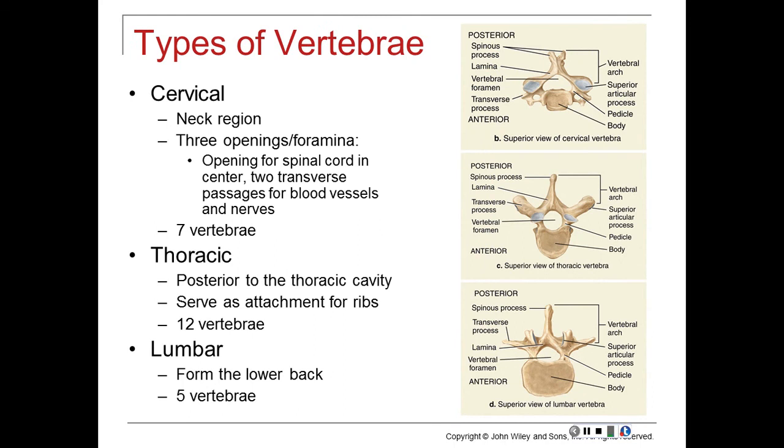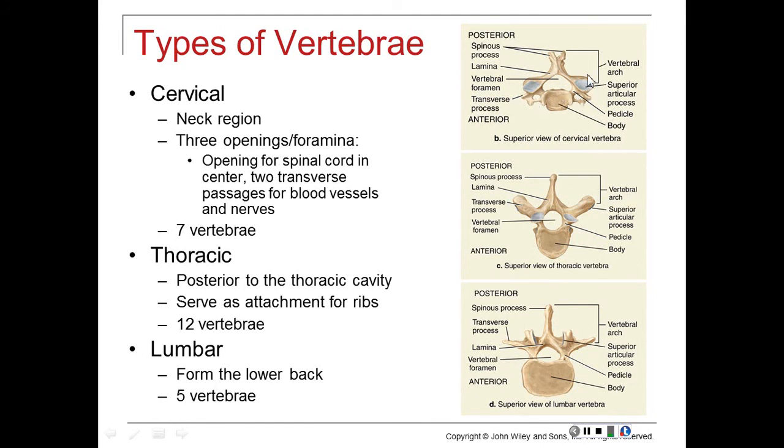Let's look at some of the differences here. Our cervical vertebrae, as I mentioned, are within the neck area. There's 3 openings or 3 foramina. The opening for the spinal cord is called the vertebral foramen. Then you have 2 transverse passages. These are for the blood vessels.